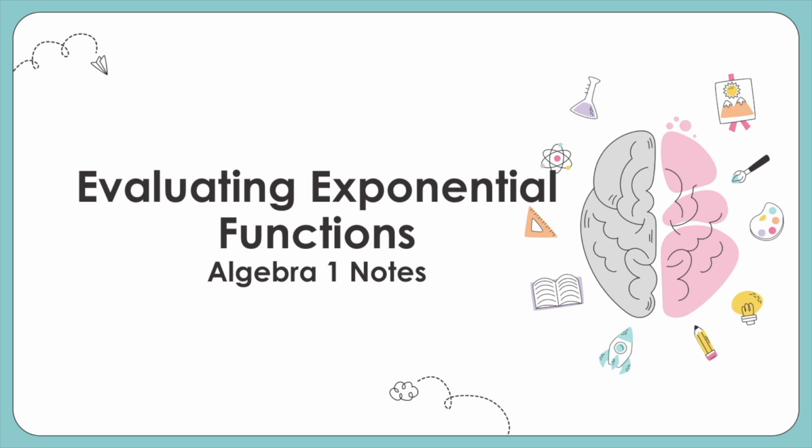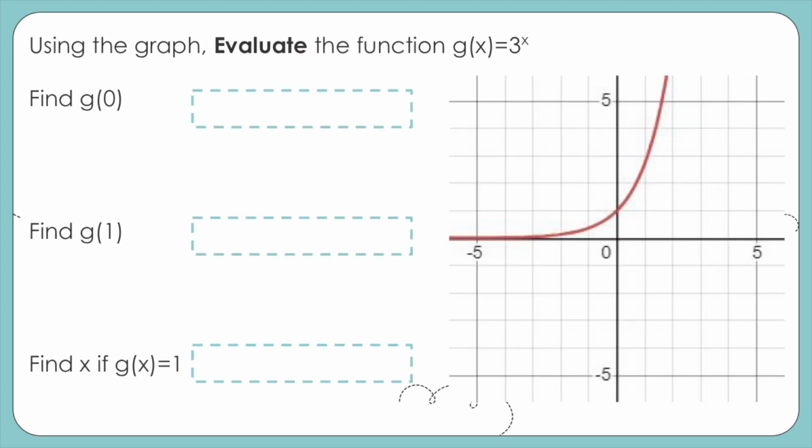So let's go ahead and take a look at a few examples. Here we're going to be using the graph to evaluate the function g of x is equal to 3 raised to the x power. We're going to start with our first one where it says find g of 0. And we can see that the 0 is inside the parentheses, so that lets us know that we're going to be looking for the input, or the x value.